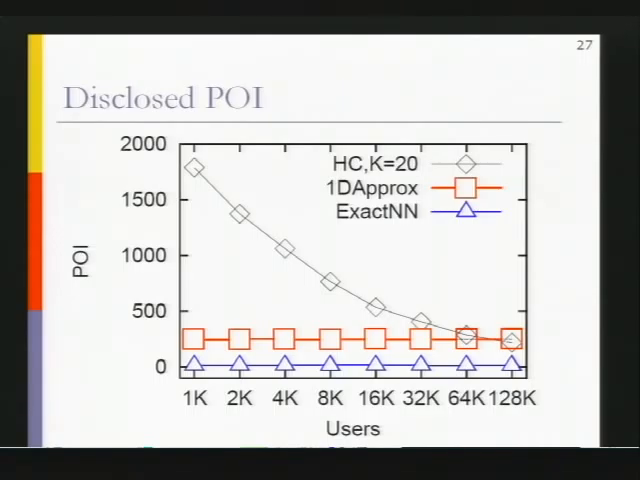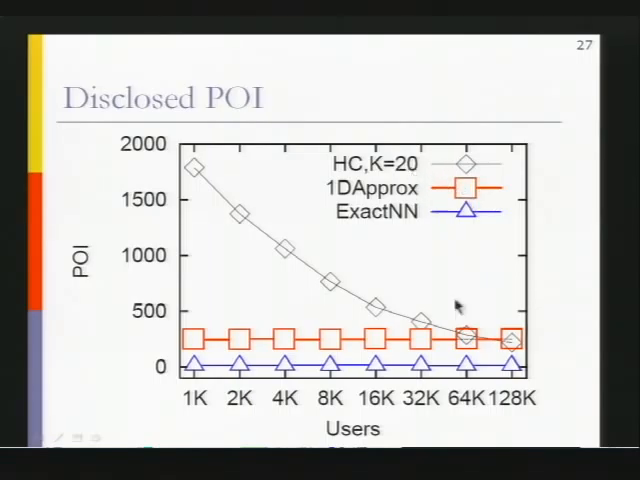How many redundant results? The blue and red lines are our methods. The exact method returns, in this particular scenario where we have 65,000 plus points of interest, around 15 points of interest. The approximate method is slightly worse, around 200. But look at how many redundant points the Hilbert-Klog method, which uses spatial generalization, is returning. And look at the population sizes.